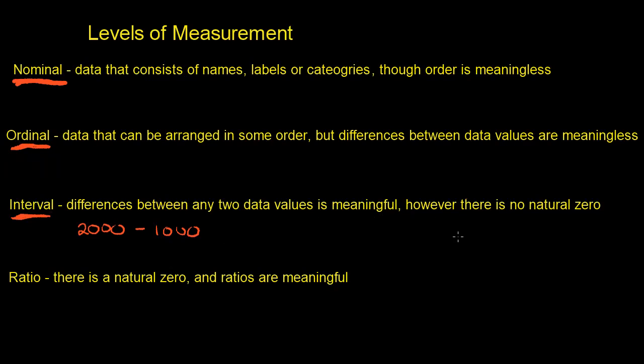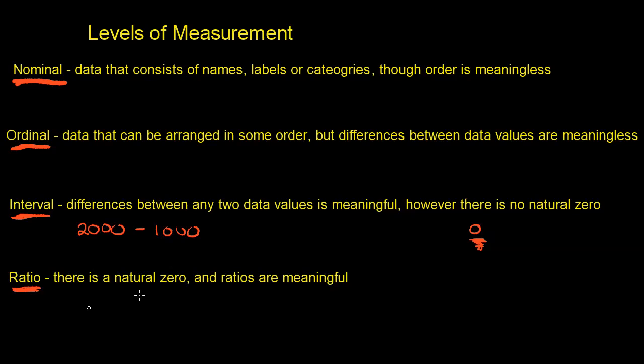The year 0, that is not an absence of time, right? That's not an absence of years. So because the year 0 does not mean that there's an absence of years, you can't do things like take the ratio. You can't take 2,000 and divide it by 1,000 and say, well, 2,000 is twice as many years as 1,000. No, that doesn't really make sense. The next level of measurement, you can do that, and that's why it's called ratio.